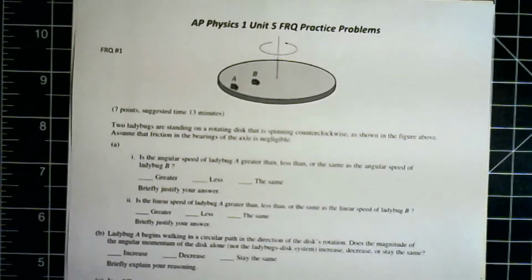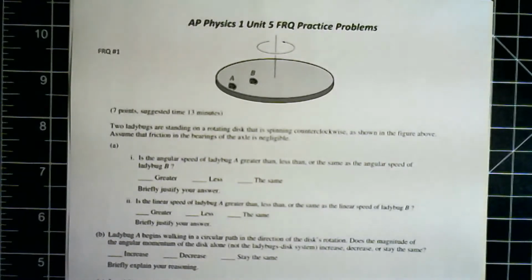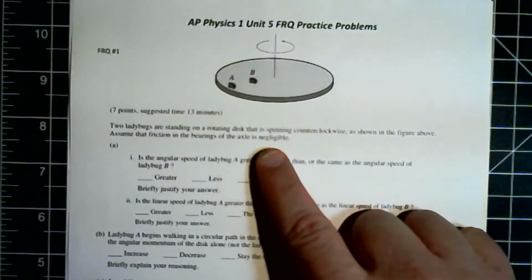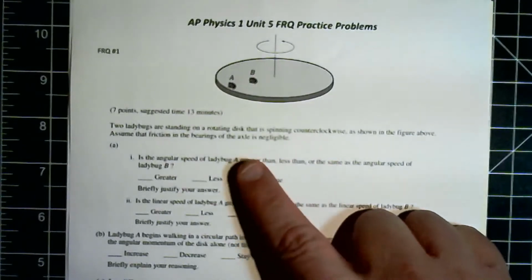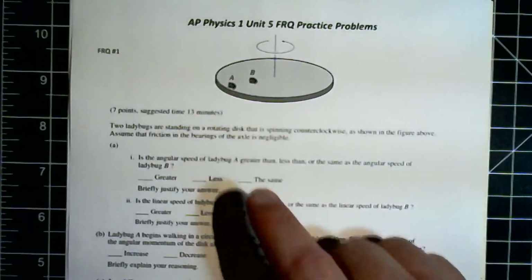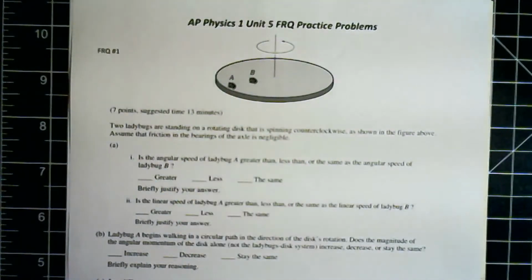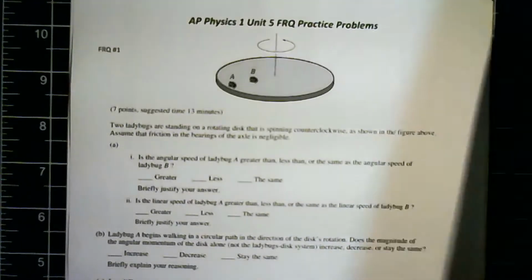Alright, so for this question, we've got a rotating disc that is spinning counterclockwise as shown, and there's two ladybugs standing on top of the disc, assuming that the friction in the bearings of the axle is negligible. Would probably also assume air resistance is negligible. Question A says, is the angular speed of ladybug A greater than, less than, or the same as angular speed of ladybug B?